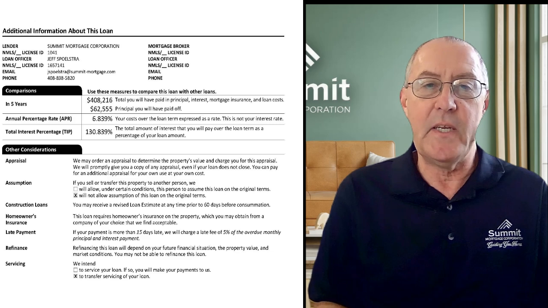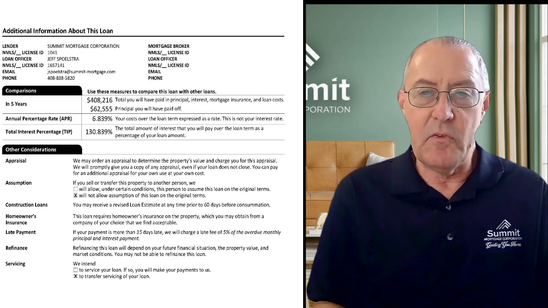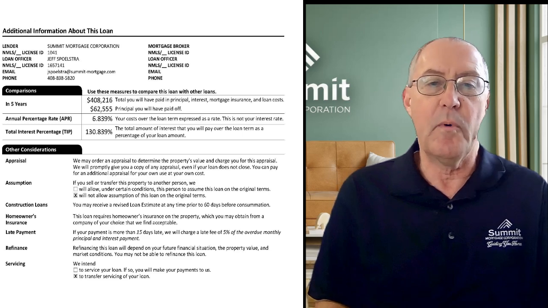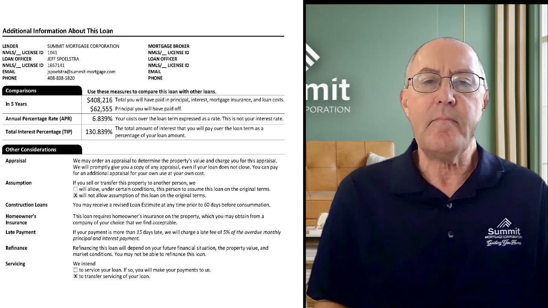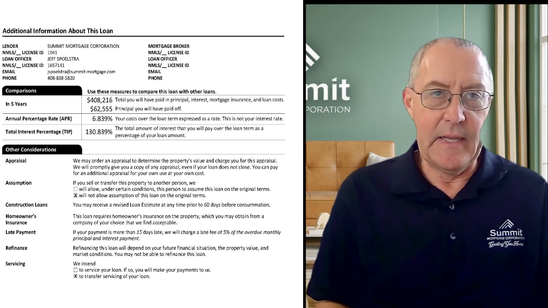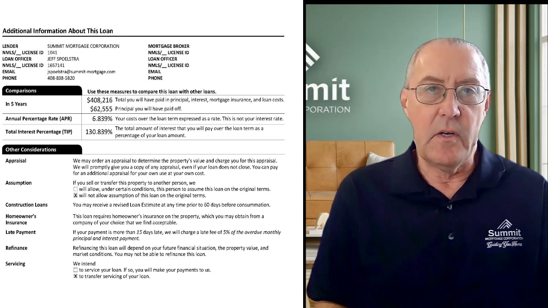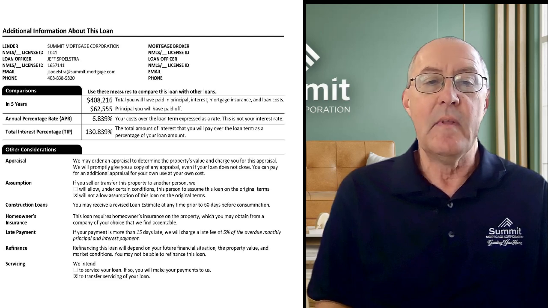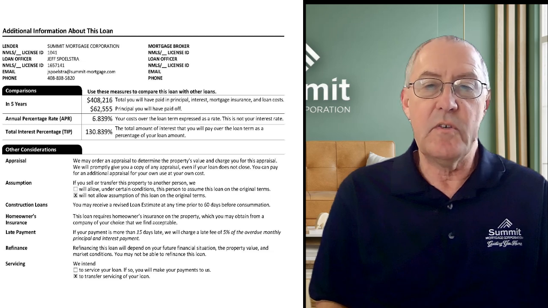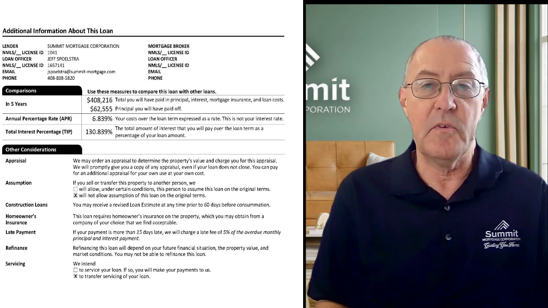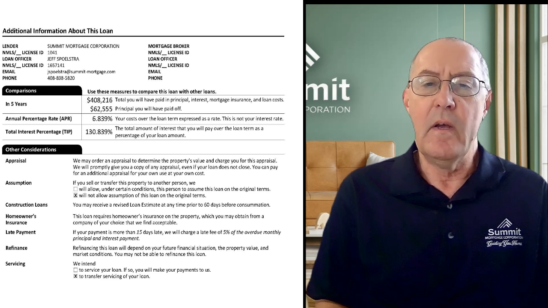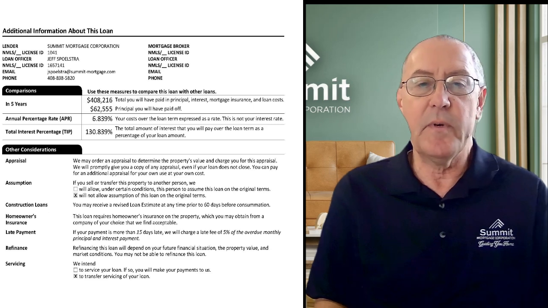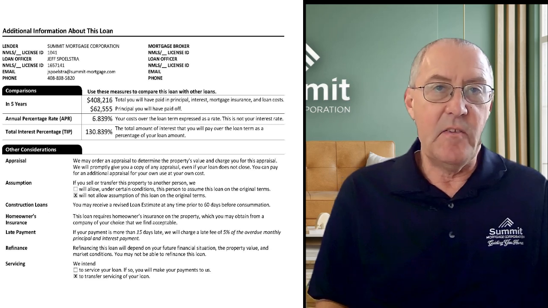Other things to look at on this page. There's a blurb about appraisals. You can order an extra appraisal if you want. You have the right to get a copy of the appraisal report that the lender orders. Is your loan assumable? Can somebody later on take over your loan without having to refinance? Could be an important thing to know. Construction loans, homeowners insurance, just a blurb that you have to have homeowners insurance and you have to maintain it. A brief statement on how late payments are dealt with. A statement about refinancing your loan.